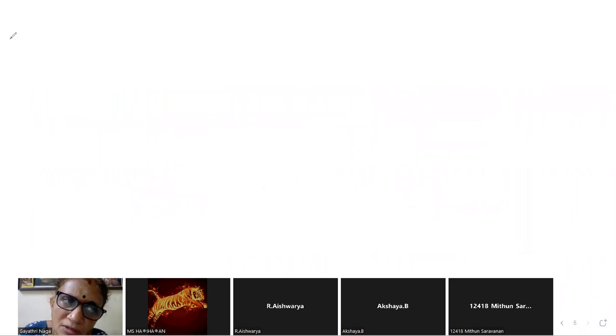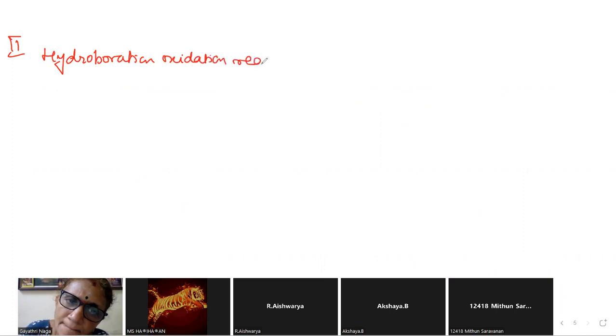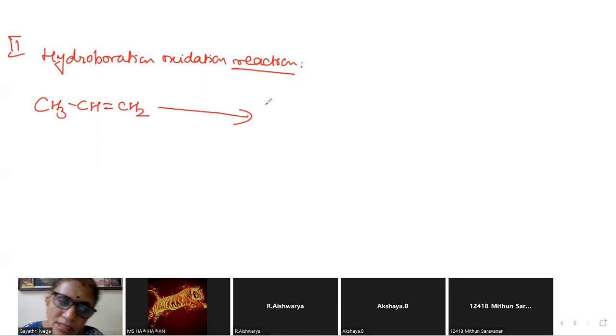Now the second method of preparation, hydroboration oxidation reaction. Here again propene addition, but here you are adding a different reagent. The first reagent you use is B2H6, which is called diborane.